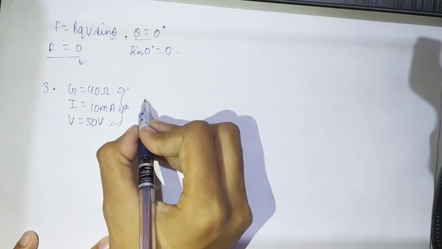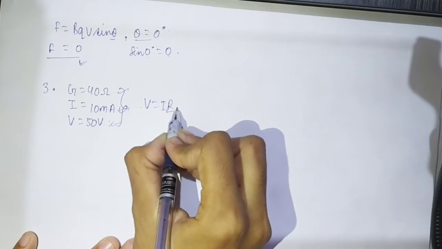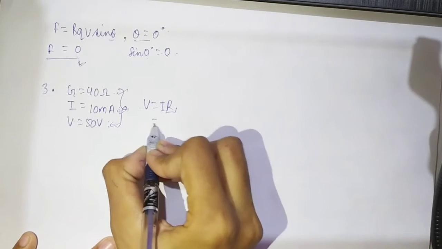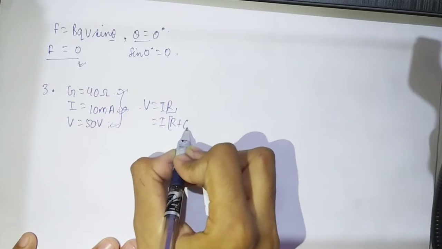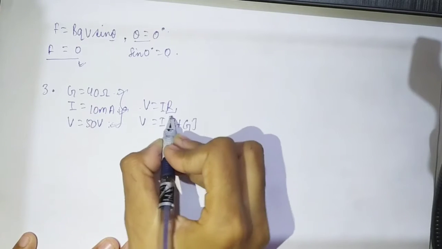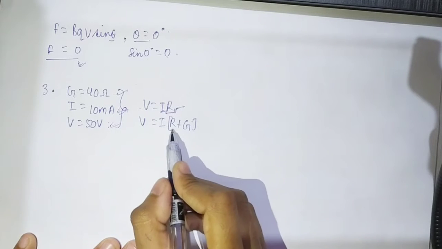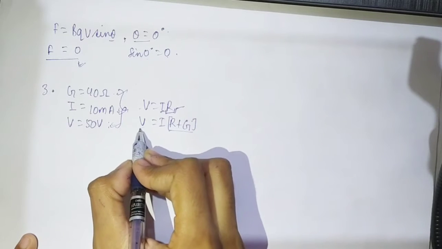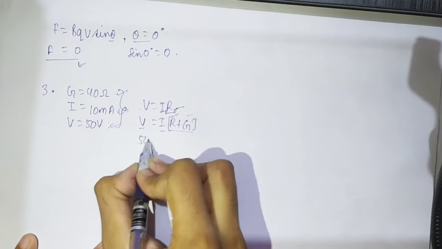So we already know from Ohm's law, V equals IR, and here the resistances are connected in series. So the combination of resistance will be the resistance that we have to connect and the resistance of the galvanometer. As given in the question, the resistances are in series, and in series, resistances are simply added. We are given the value of V and I, we have to find this R, and this G is given to us. So this V is 50 volts.